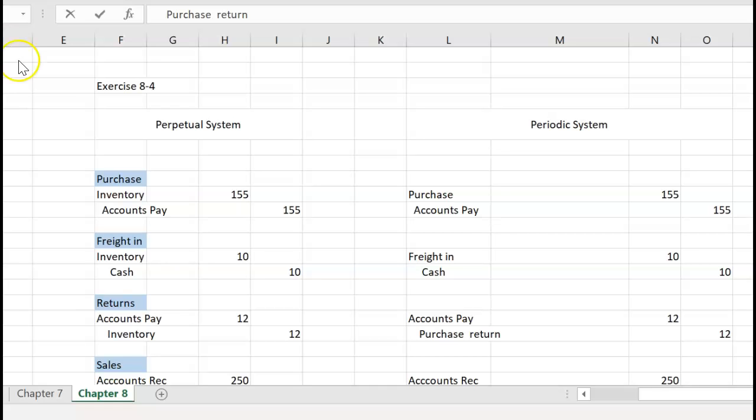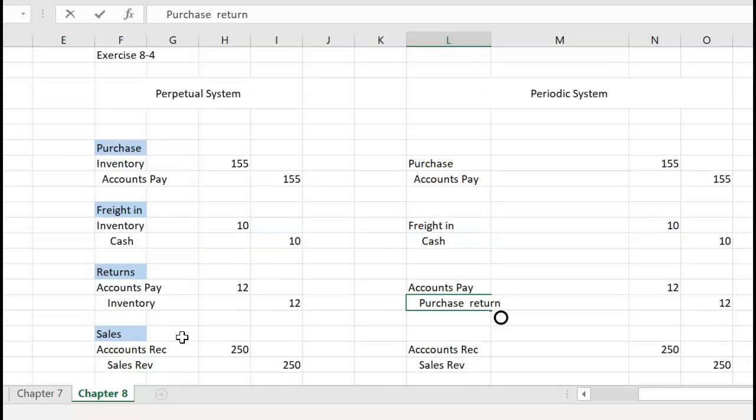So under a perpetual system, you would debit inventory for $155,000 for purchases and credit accounts payable for $155,000. Freight in would increase the inventory account, so you would debit inventory for $10,000 and credit cash for $10,000. Returns, you would reduce your accounts payable by $12,000 with a debit and credit inventory for $12,000.